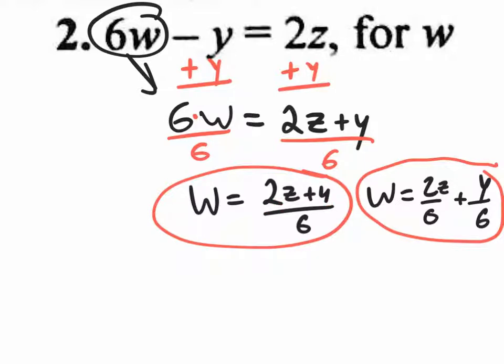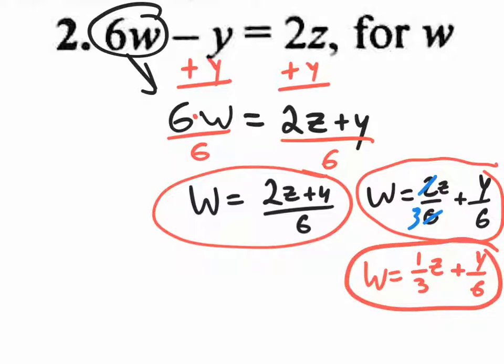And the reason why you want to split it to each of them is because 2/6 could be reduced. So if you wanted to, you could reduce that 2/6 to become 1 over 3. So another possible answer is w equals 1 over 3 with a z on top or a z on the side plus y over 6. So any of those 3 are acceptable answers.